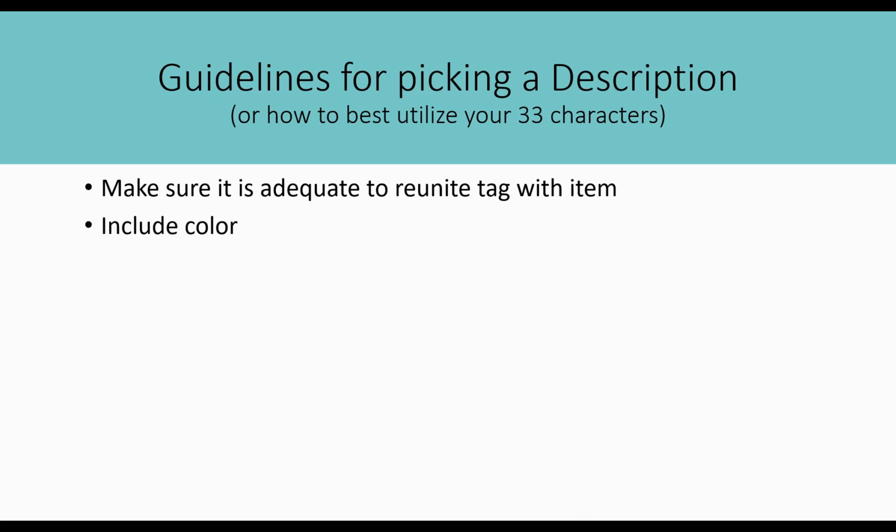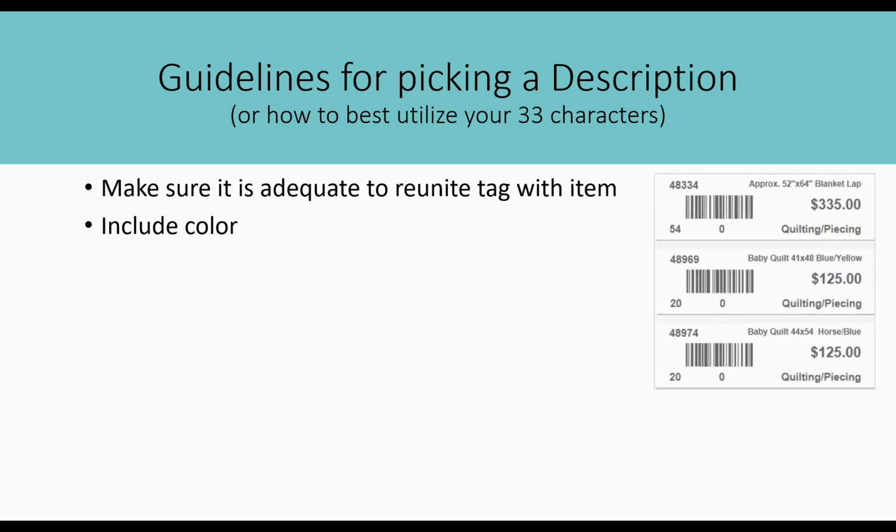Color is very useful. In a multicolored item, there may be too many to fit, so pick a couple of the dominant ones, like red, blue, multi. Pick color names that most people will recognize. Some things like quilt, it may be possible to say blue border quilt. In the example here, look at the descriptions and see of the three which one would be easier to match up with the item.